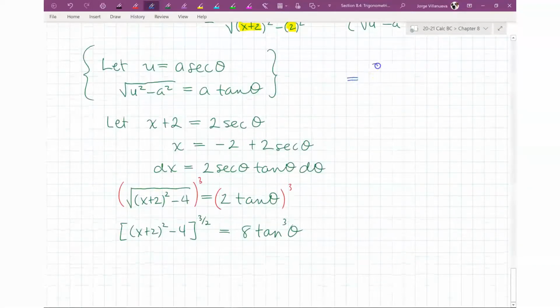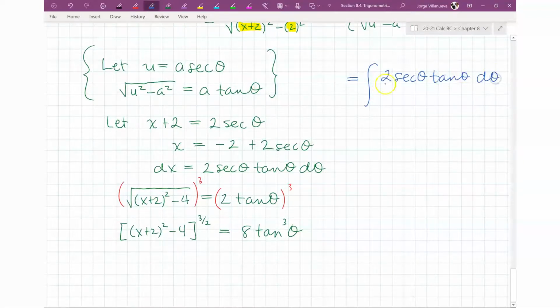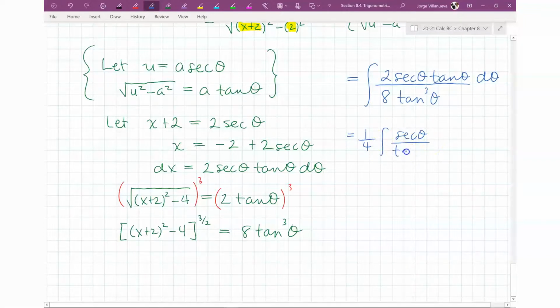Let's go ahead and start integrating. So dx would be 2 secant theta tangent theta d theta. Okay, the square root portion is 8 tangent cubed theta. Well, I'm sorry, not d theta. Okay, so it's just that. Well, that becomes 1/4 integral secant theta over tangent squared theta d theta.